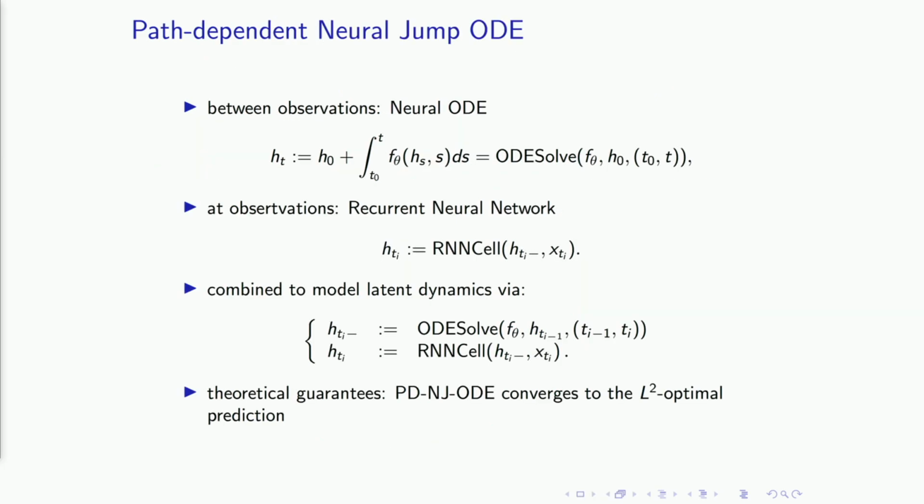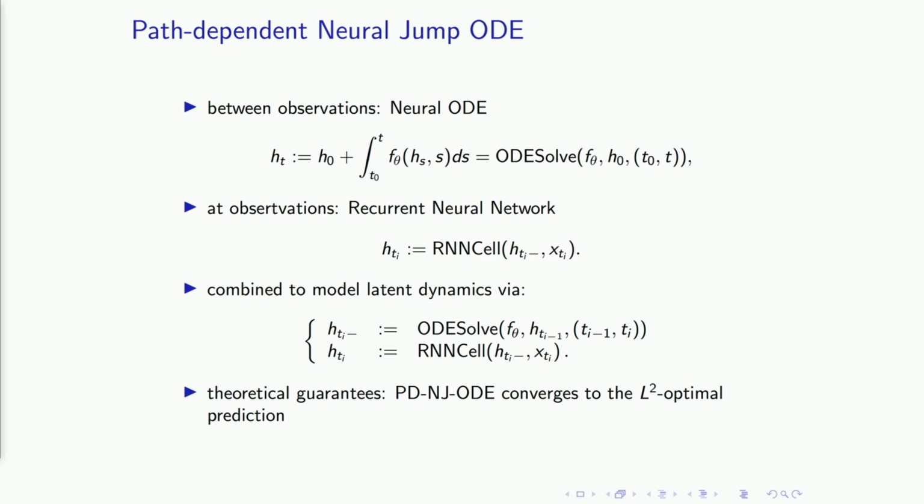So how do we want to do this with this path-dependent neural jump ODE? So we use two parts. The one is a neural ODE. This drives a latent variable h between any observations. So this gives you a continuous in time evolution of this latent variable through basically an ODE, which is driven by a neural network f_theta, which can be trained. And whenever you have an observation, which happens at a random time, we use an RNN cell which updates this latent variable. So you get the latent variable just before observing the new observation plus the new observation as input, and this gives you the latent variable afterwards.